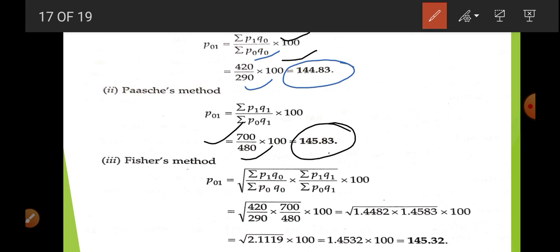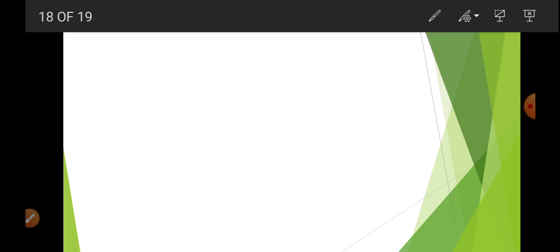Fisher, we know, gives importance to both. Now we are having all these, so already we are having these two numbers. Now what we require to calculate is the root. So here I'm going to calculate the root of 2.1119. This is the new thing in this question, otherwise all of you know.